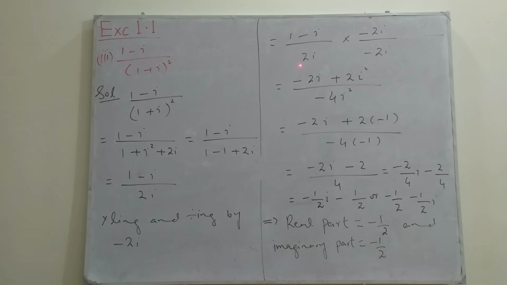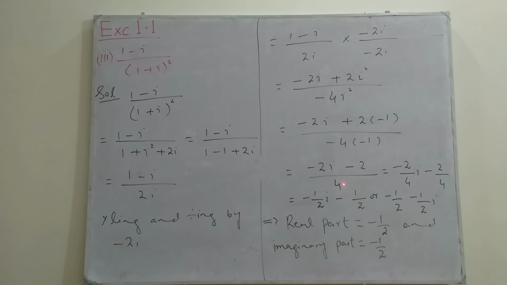And for the denominator we have −2 into 2 is −4, i into i gives i². Finally we have −2i + 2i² = −2i − 2, and also for the denominator −4 into i² = +4.